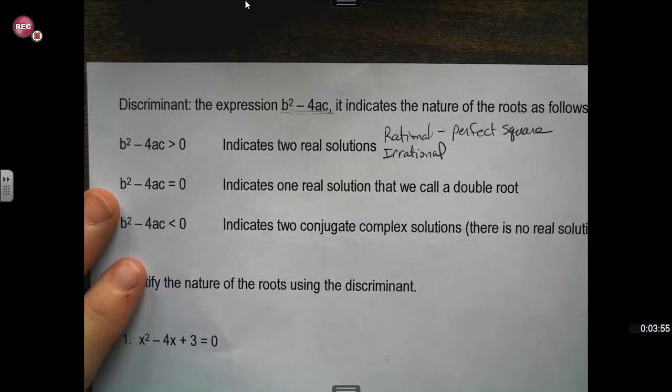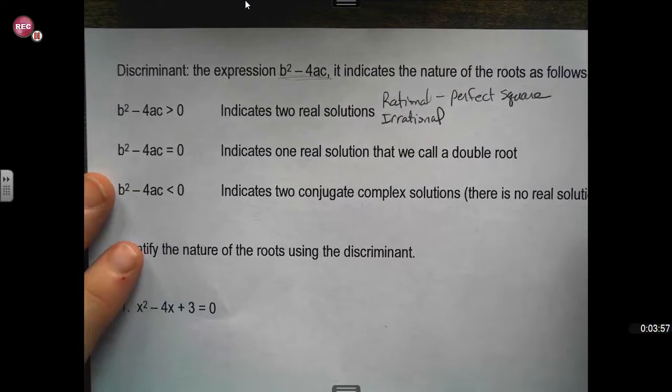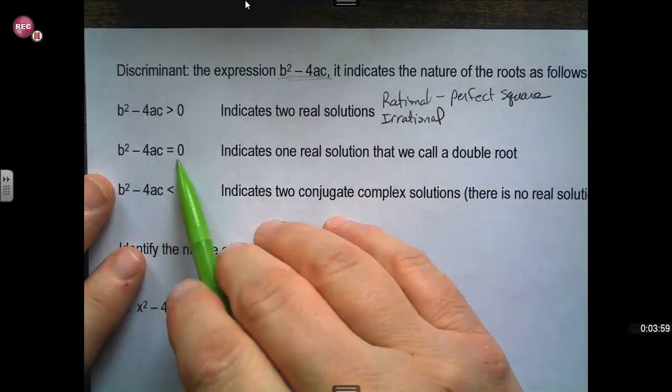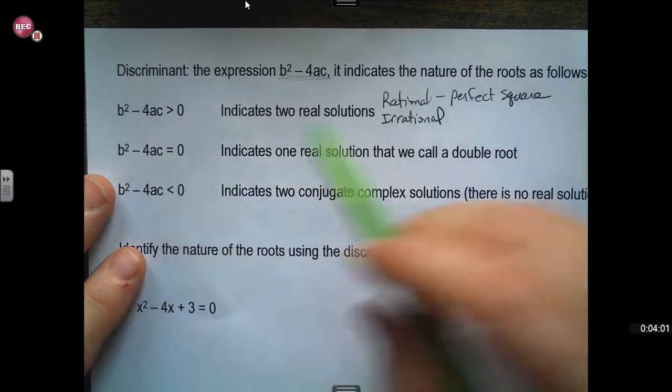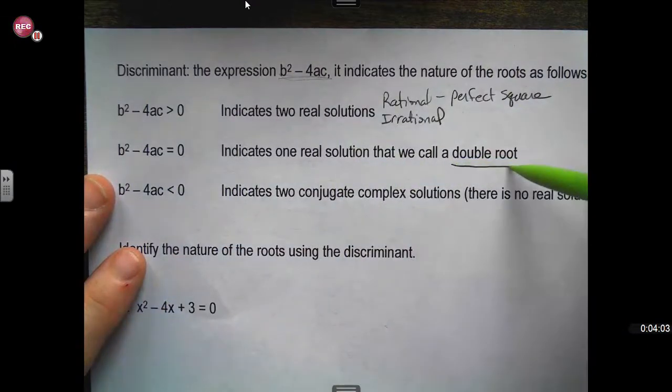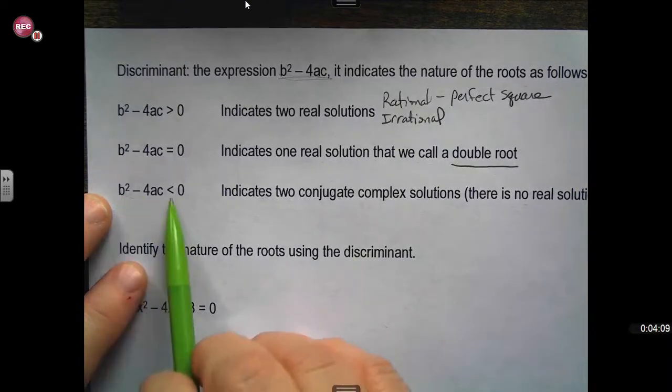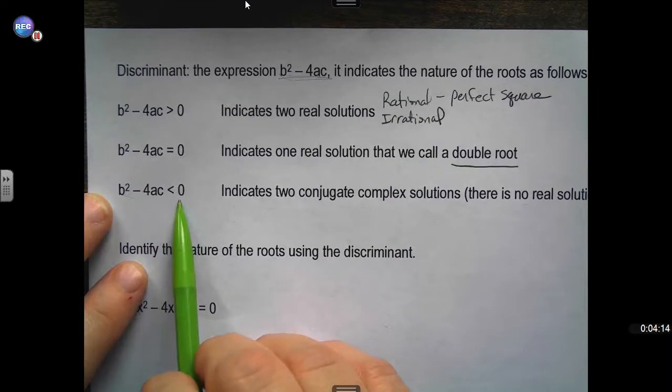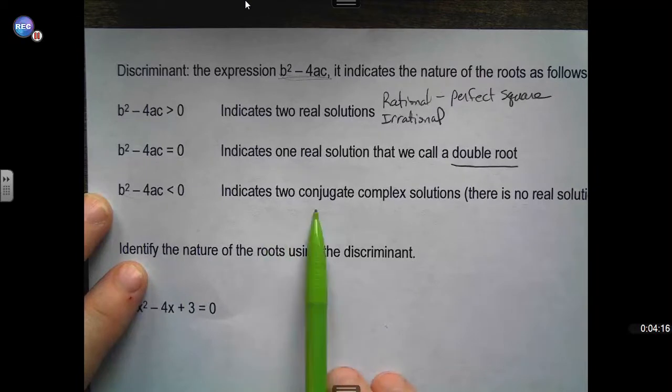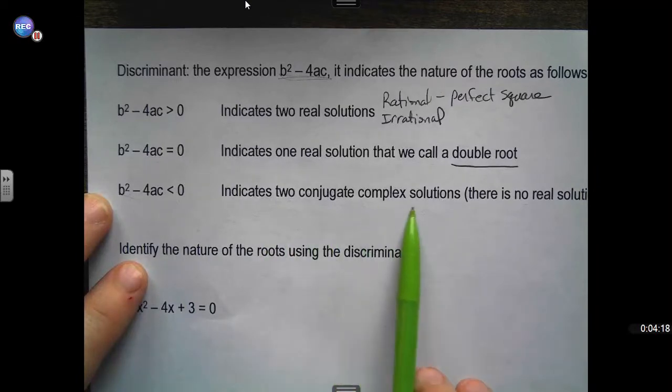Okay? And then we go on. If that discriminant is equal to 0, then that means we're going to get a double root. Okay, we get one real solution. We call it a double root. And when that discriminant is less than 0, and less than 0 means negative, then that indicates two conjugate complex solutions. Or we say there is no real solution.